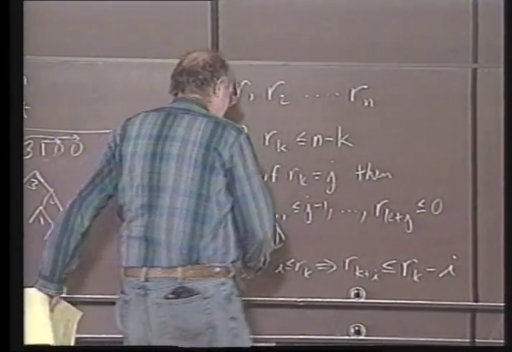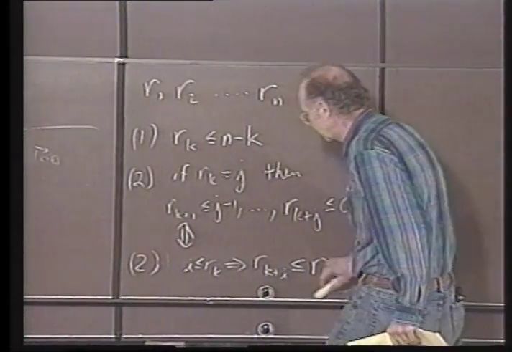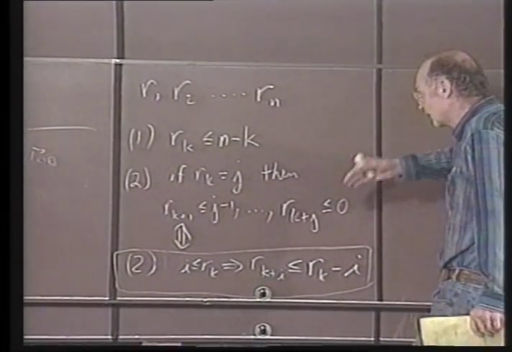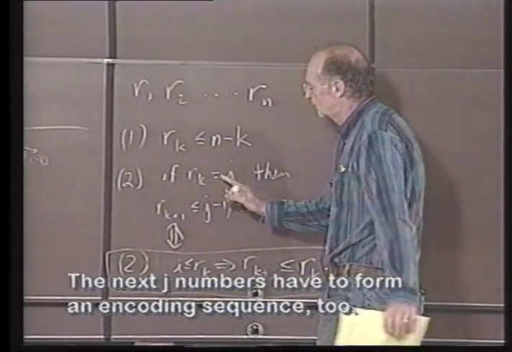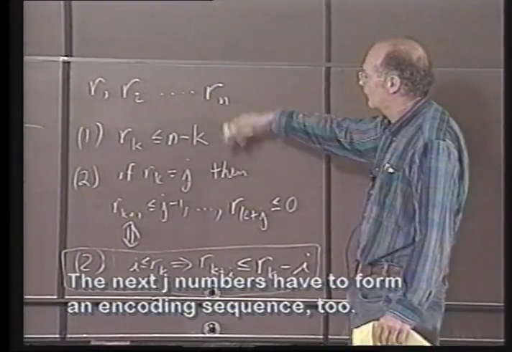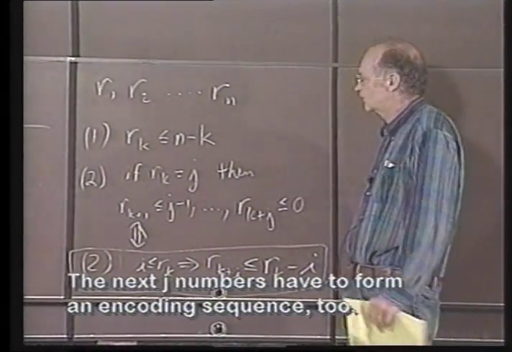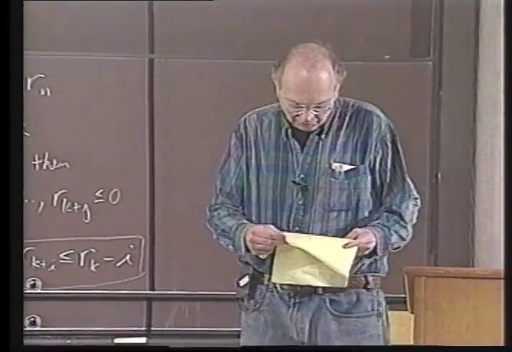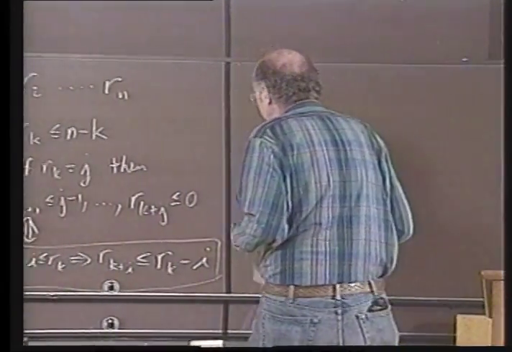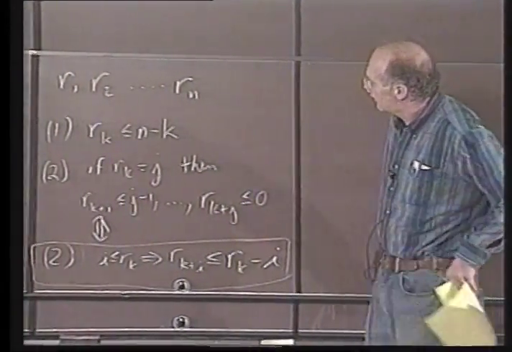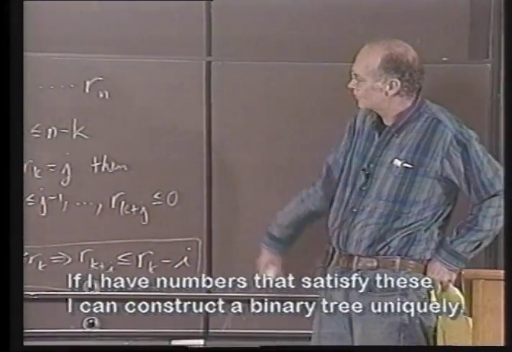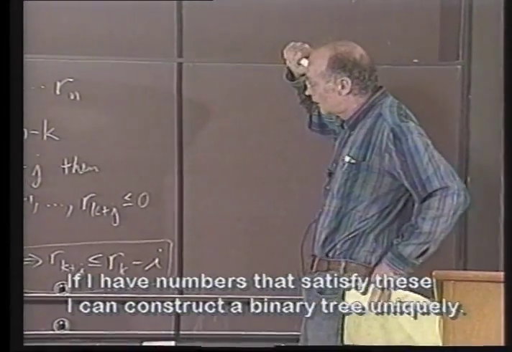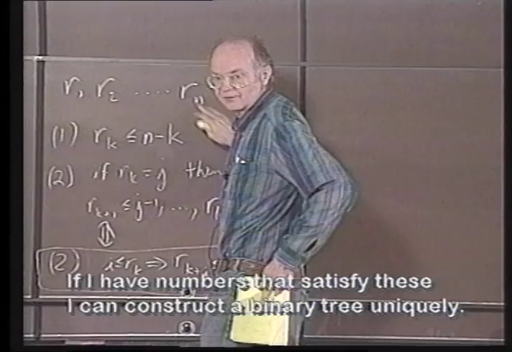So here's another way to say this second condition. It really means that I just look at the next j numbers, and they have to form an encoding sequence too. So they have to satisfy analogous properties to the whole sequence. Okay, so now if I have numbers that satisfy this, I can construct a binary tree uniquely that has these as the sizes of the right subtrees.